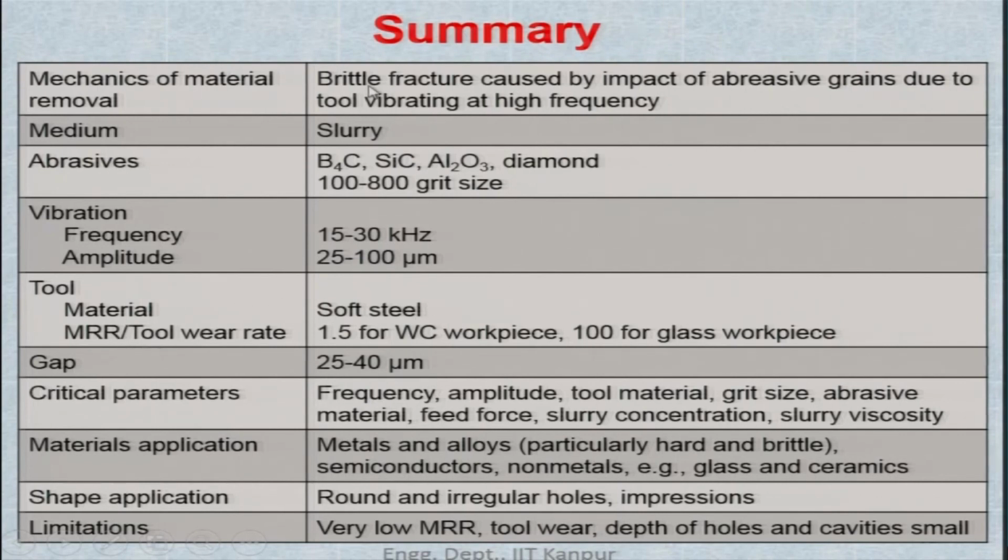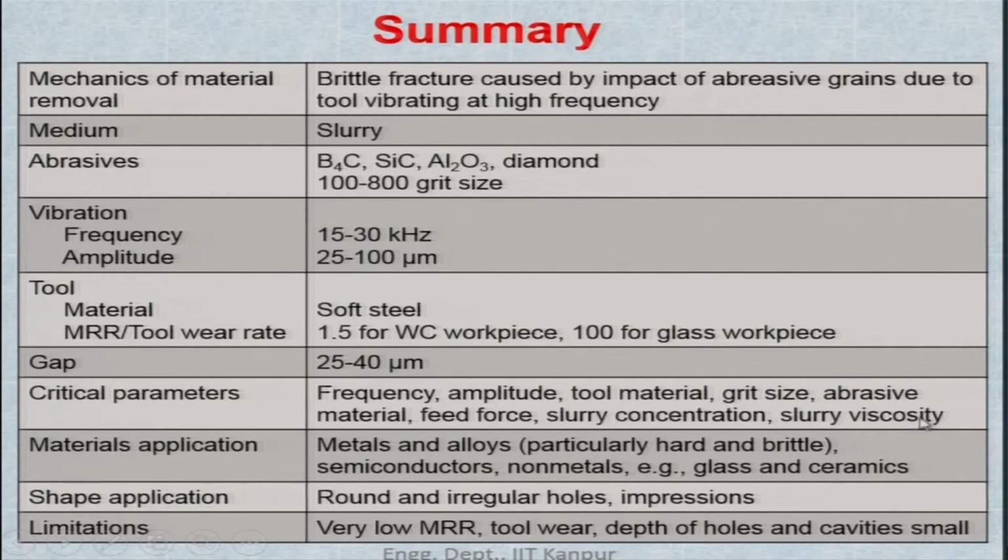Now, look at these abrasives. We have said the mechanics of material removal is brittle fracture, with abrasives and vibration. Tool material is soft steel, and the material removal rate per tool wear rate is about 1.5 for a tungsten carbide workpiece. It is more for the glass workpiece, because it fractures and makes a brittle fracture of bigger pieces. This gap is the standoff distance.